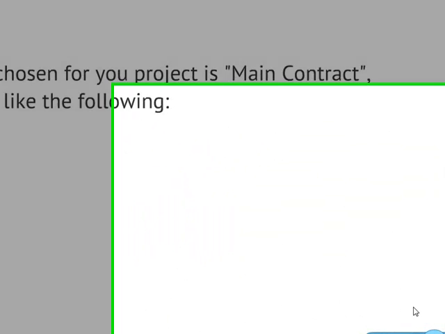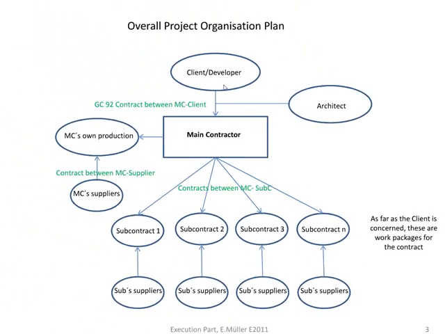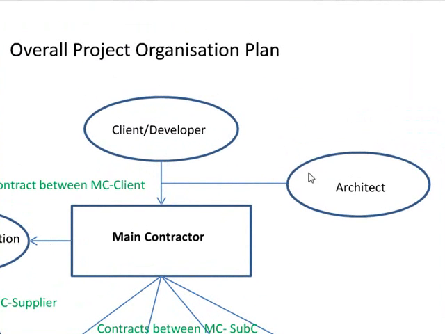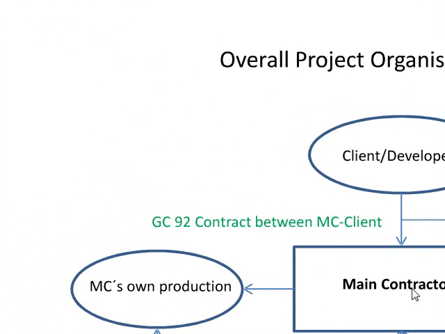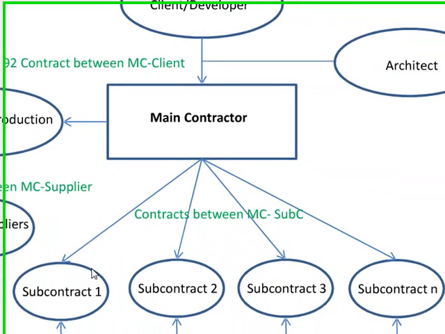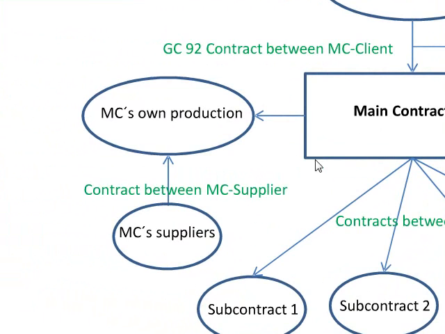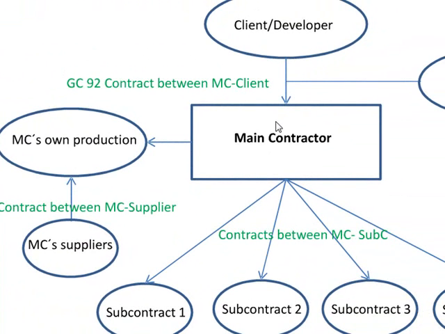If the form of procurement is main contracts, then the organization would look like this. You'd have the client and one main contractor, and the client has a contract with the main contractor. The architect is only a consultant in this case. The main contractor produces something himself. For example, he could do the concrete works, and he would subcontract all the other contracts to subcontractors. And the main contractor would have a contract with each subcontractor. The client has only one contractor in this project, and that's the main contractor.